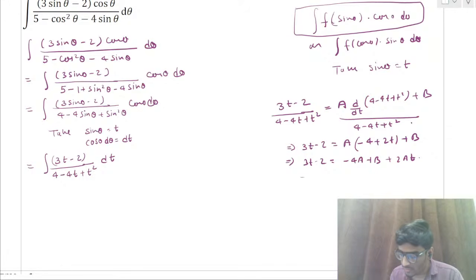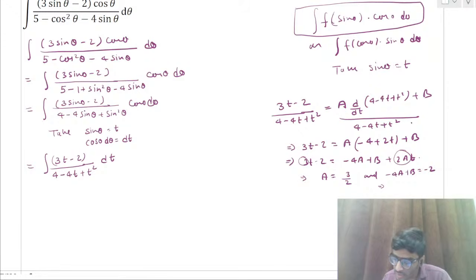So when we compare, what we will get? Comparing the coefficient of t, we will get 2a is equal to 3, so a is 3 by 2. Comparing the constant term, minus 4a plus b is equal to minus 2. When we substitute this value of a, as you can see, the constant term is minus 4a plus b, which is minus 2.